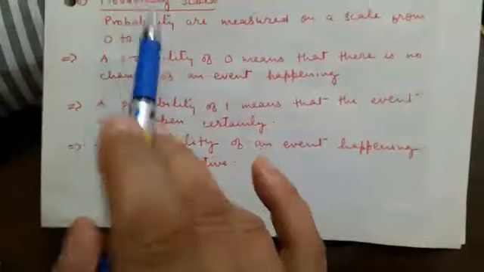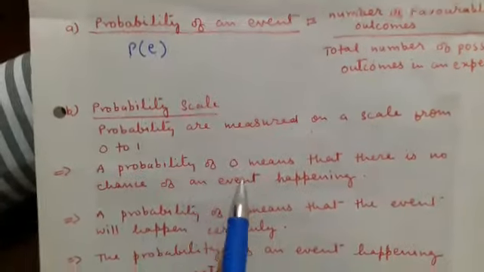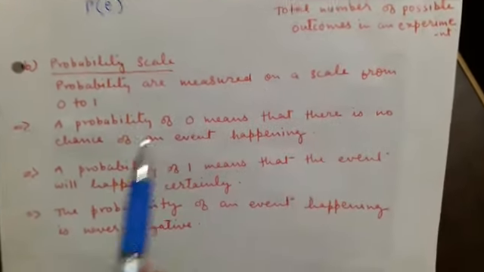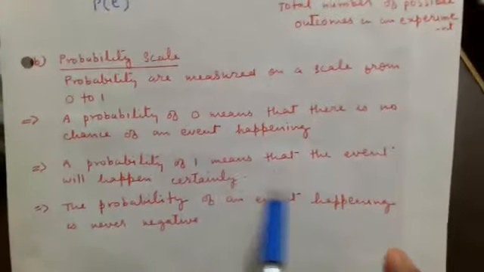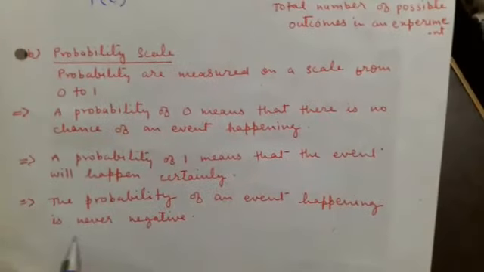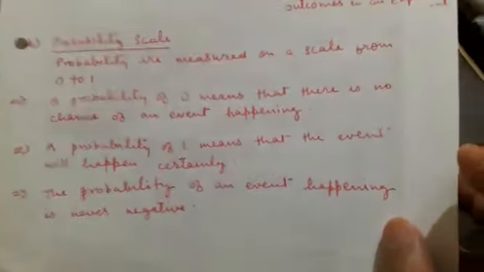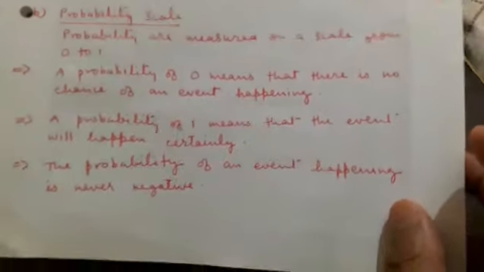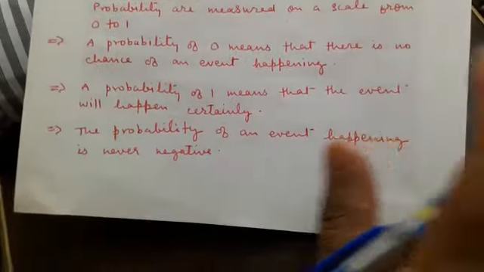Now we will see probability scale. Probability is measured on a scale from 0 to 1. A probability of 0 means that there is no chance of an event happening. A probability of 1 means that the event will happen certainly. The probability of an event happening is never negative. We never express negative numbers for the probability.